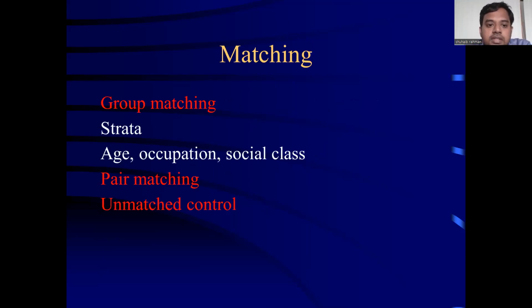So that is what is called a confounding variable, and how to do that matching. If you do a group matching, as I told earlier, you can group them into strata according to age, occupation, social class. Then pair matching you can do, 1:1 pair matching you can do, and sometimes you can do unmatched controls also.